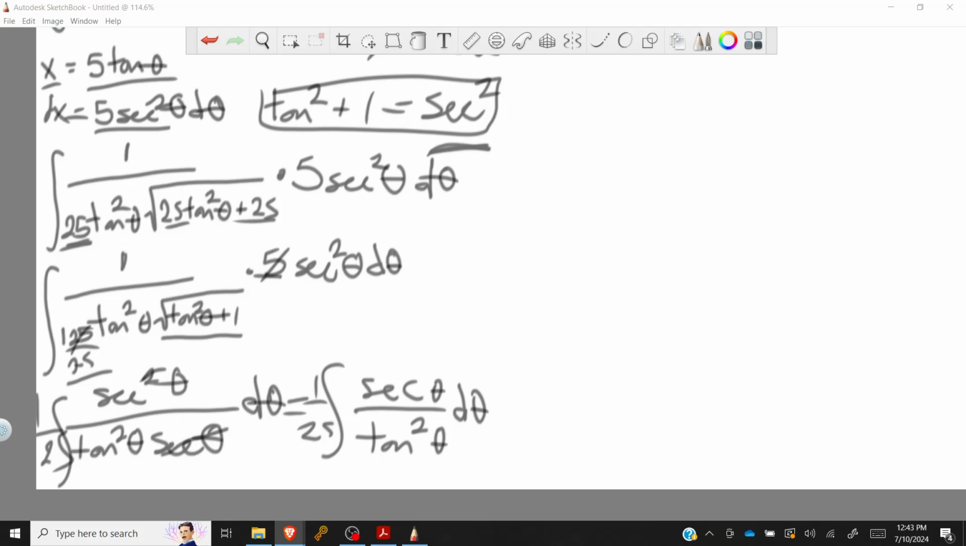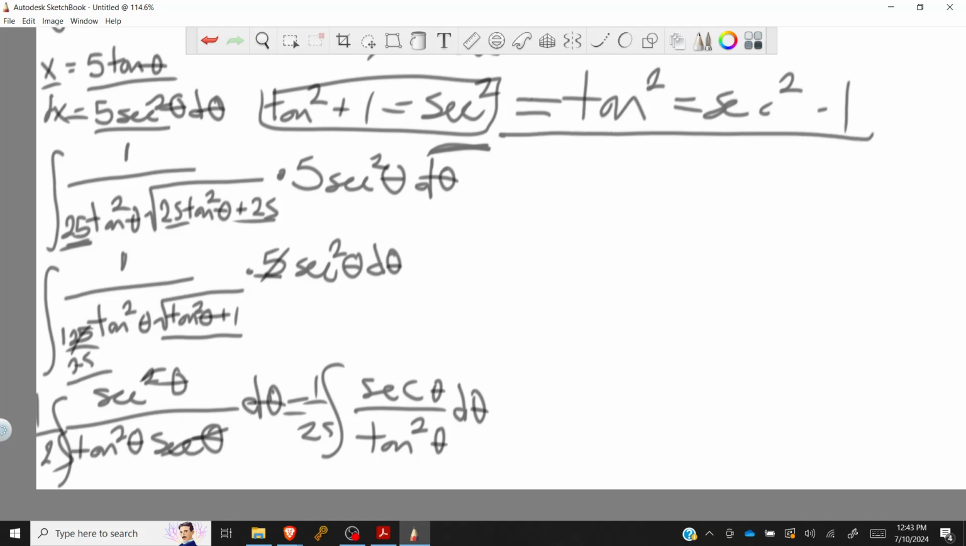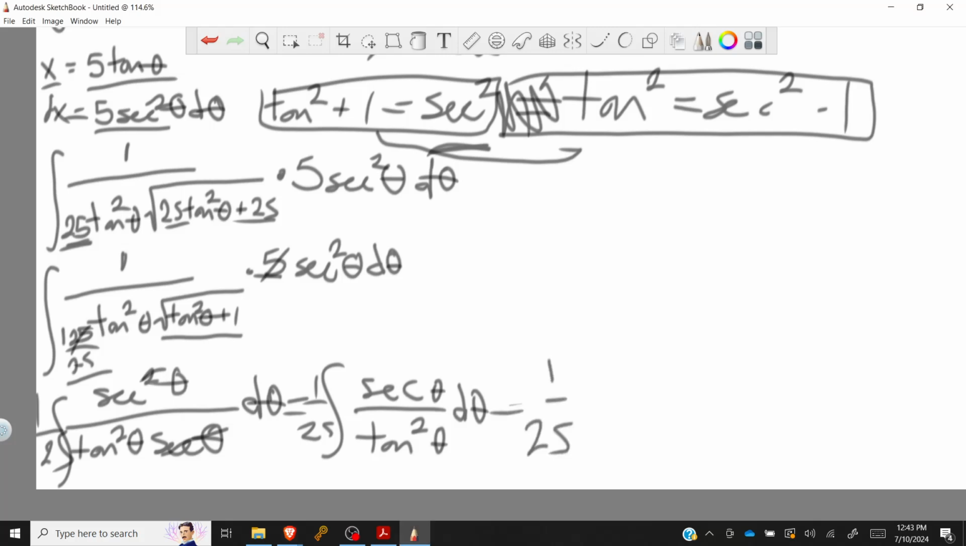Can't you replace that tan squared on the denominator with like secant squared plus 1? Yes. Well, it wouldn't be secant squared plus 1, but it can be secant squared minus 1. Right. So if we move this minus 1 over, then we'd get secant squared minus 1 equals tan squared. Let's see if that helps us at all.